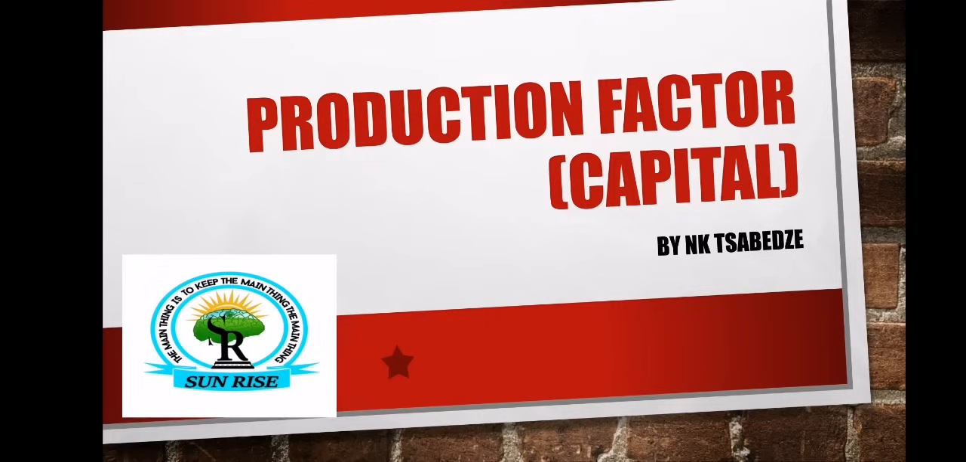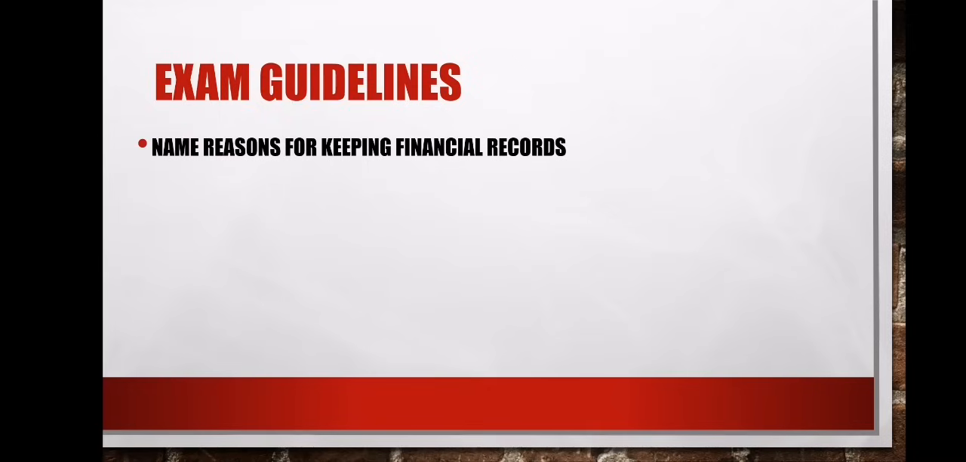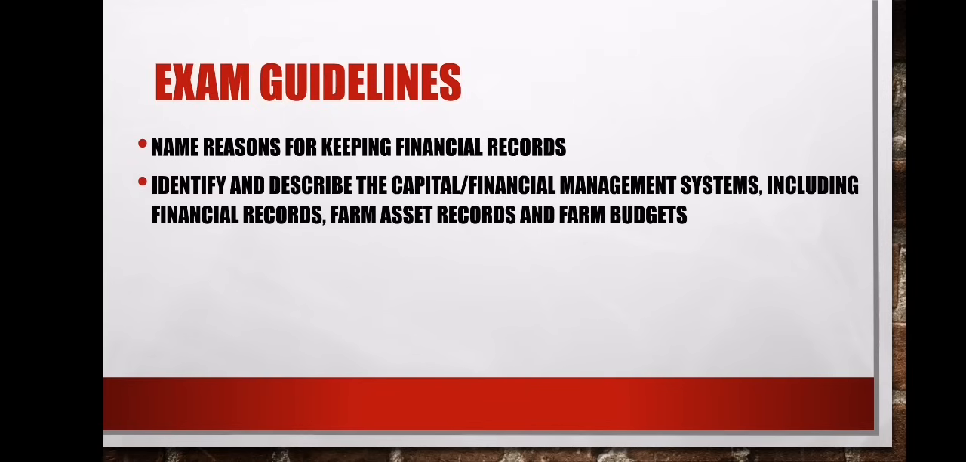What we will do in this presentation is finish capital by looking at the financial management systems, focusing on the financial documents that are used in farm business. This is what we will focus on here. We have to look at reasons of keeping financial records. If you decide to keep financial records, there will be reasons for doing that. We have to also be able to identify the different financial management systems by looking at the financial records, the farm assets records, and the farm budgets. That's what we will check.